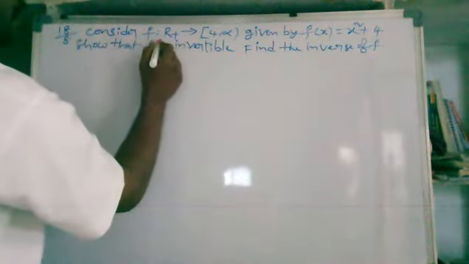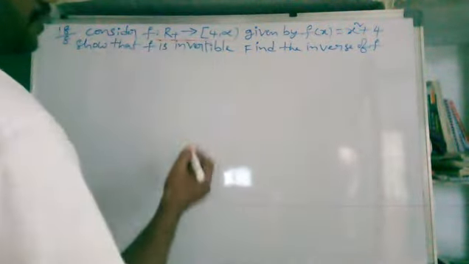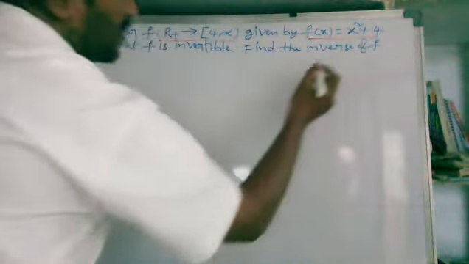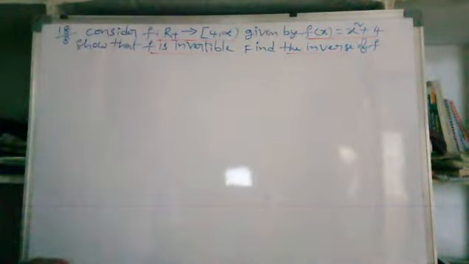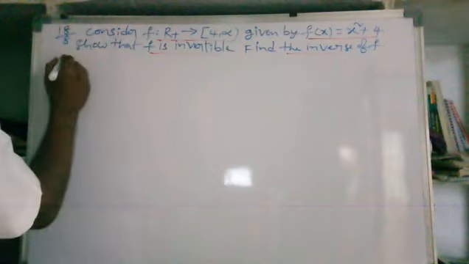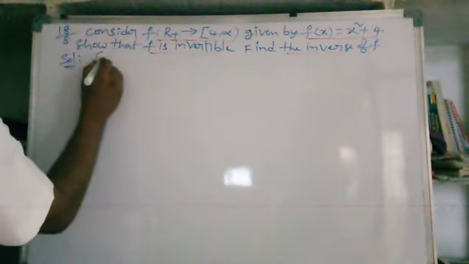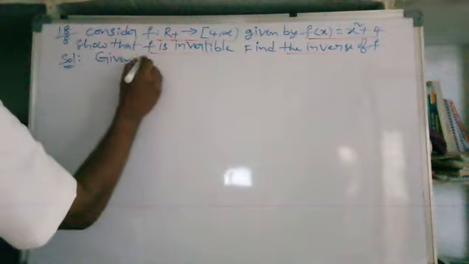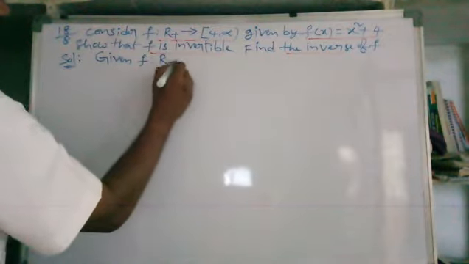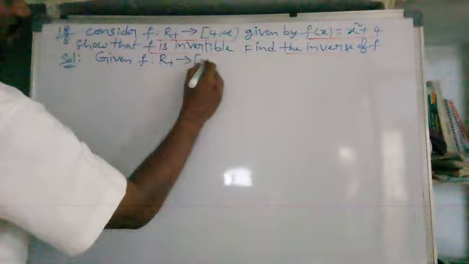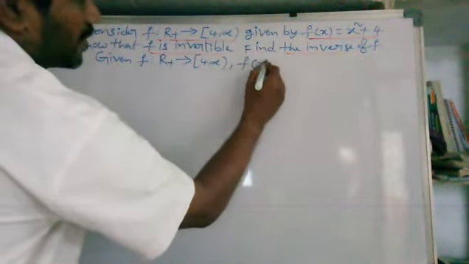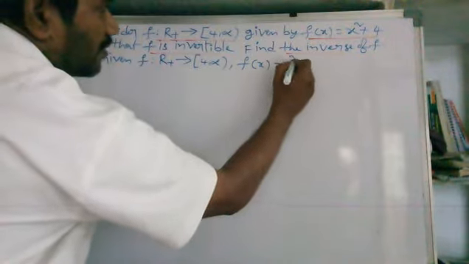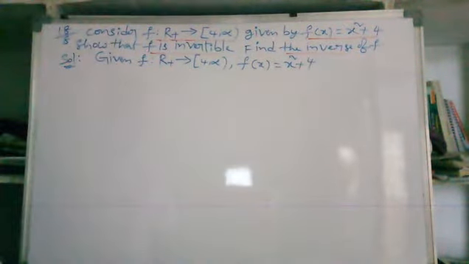Here the function f is mapping from R plus to [4, infinity), and f of x is equal to x square plus 4. Show that f is invertible, and find the inverse of f. This question is also the same. First you have to write the given function: f is mapping from R plus to [4, infinity), and f of x is equal to x square plus 4. This is the given data.